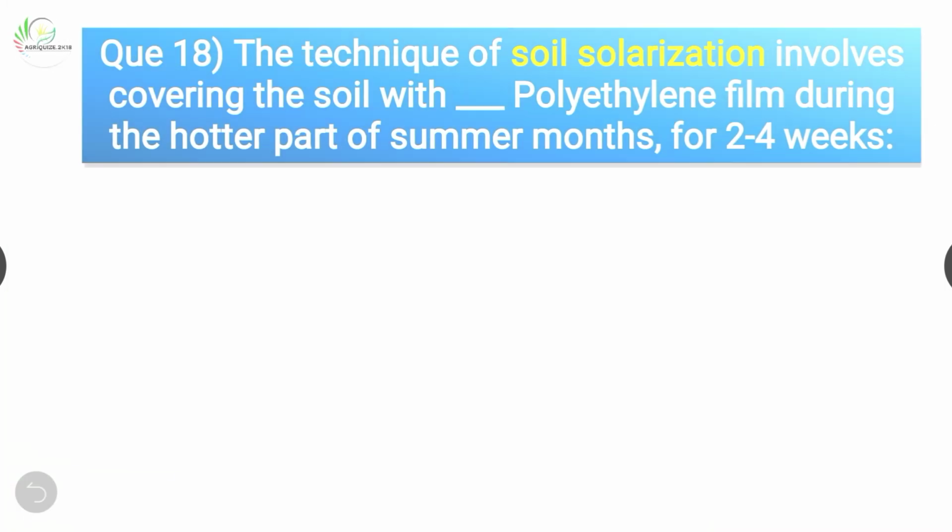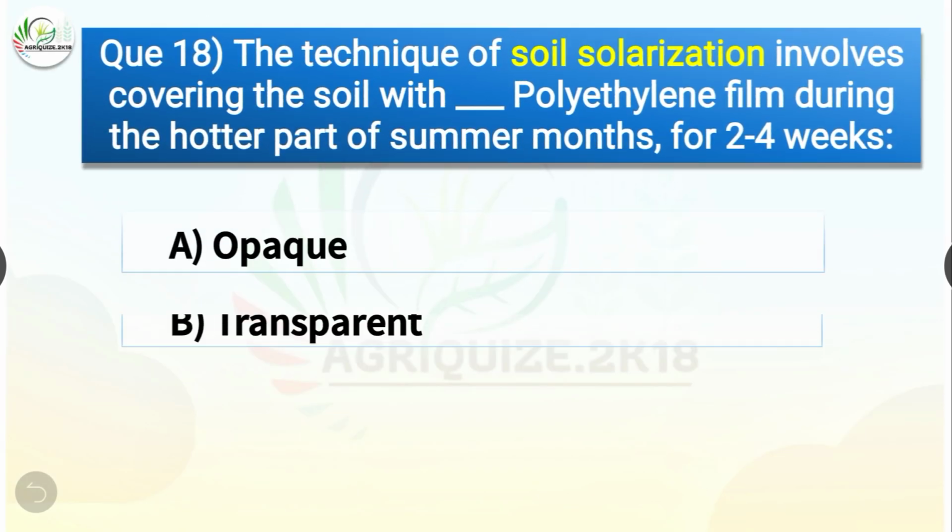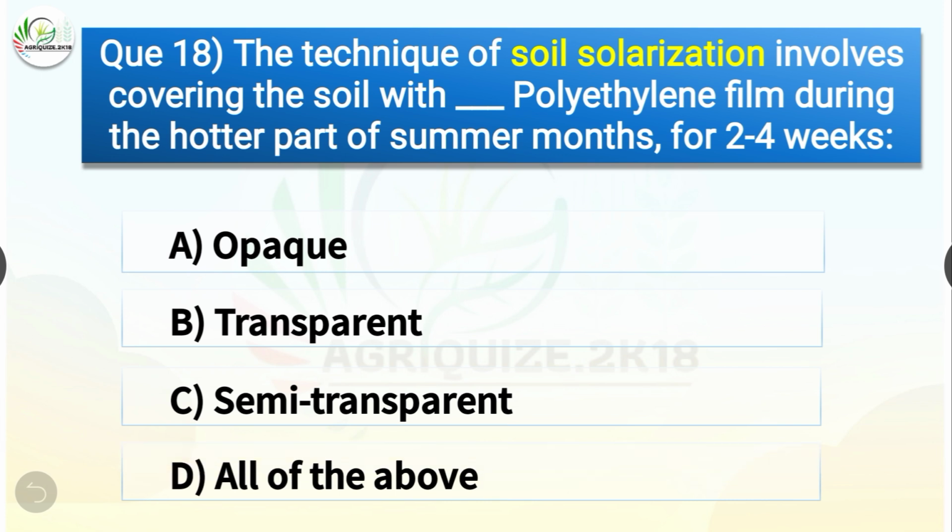Question number 18. The technique of soil solarization involves covering the soil with dash polyethylene film during the hotter part of summer months for 2 to 4 weeks. The options are opaque, transparent, semi-transparent, or all of the above. The correct answer is option B, transparent. So the technique of soil solarization involves covering the soil with transparent polyethylene film during the hotter part of summer months for 2 to 4 weeks.